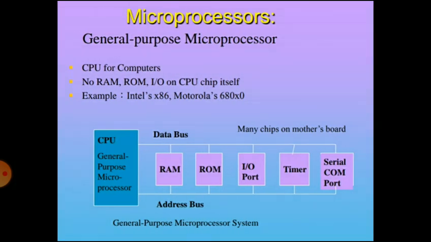So, a general purpose microprocessor is a CPU for computers, with no RAM, ROM, or input output on the CPU chip itself. A general purpose microprocessor system is given here. The CPU is the general purpose microprocessor. There is a data bus and an address bus. In between there are RAM, ROM, input output ports, timer and serial COM ports that are connected. So there are many chips on a motherboard.